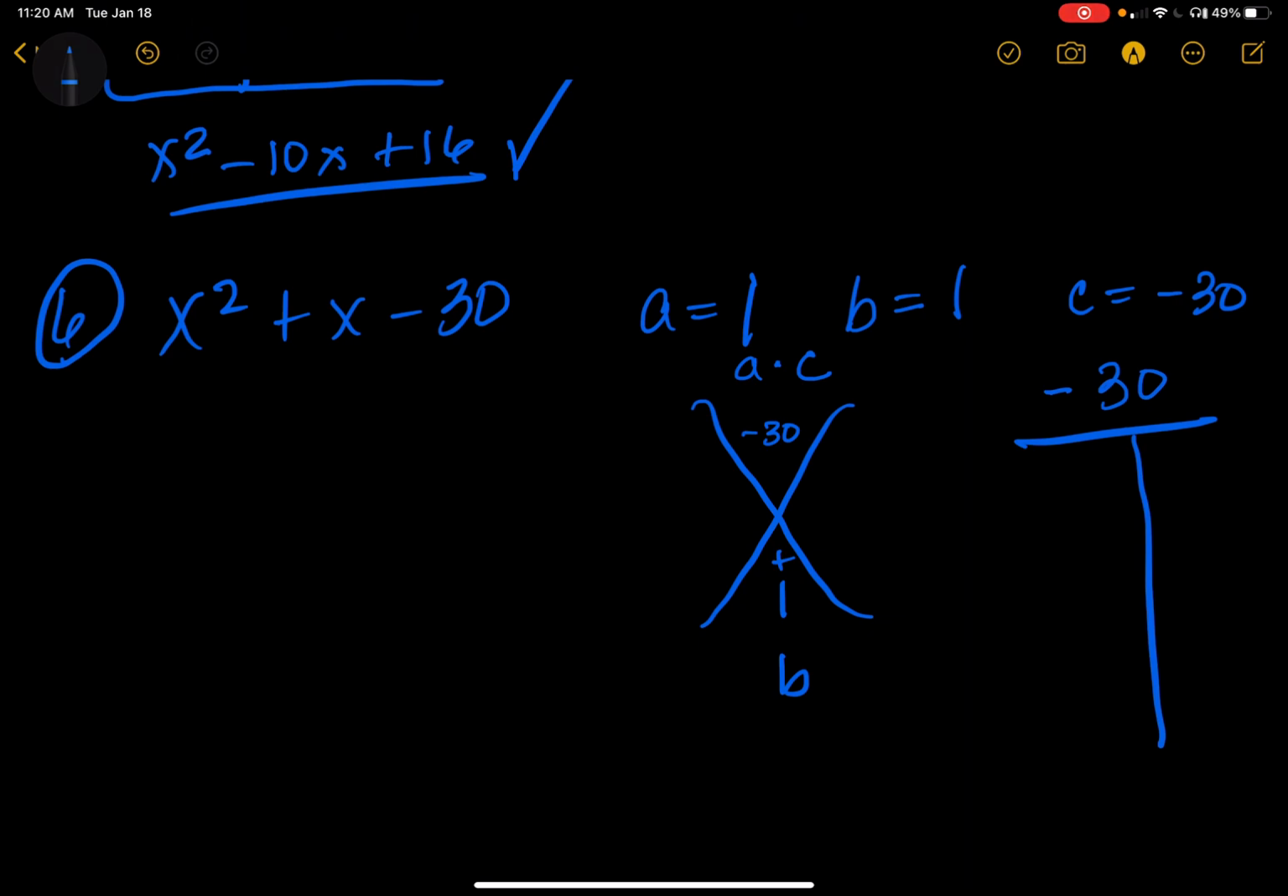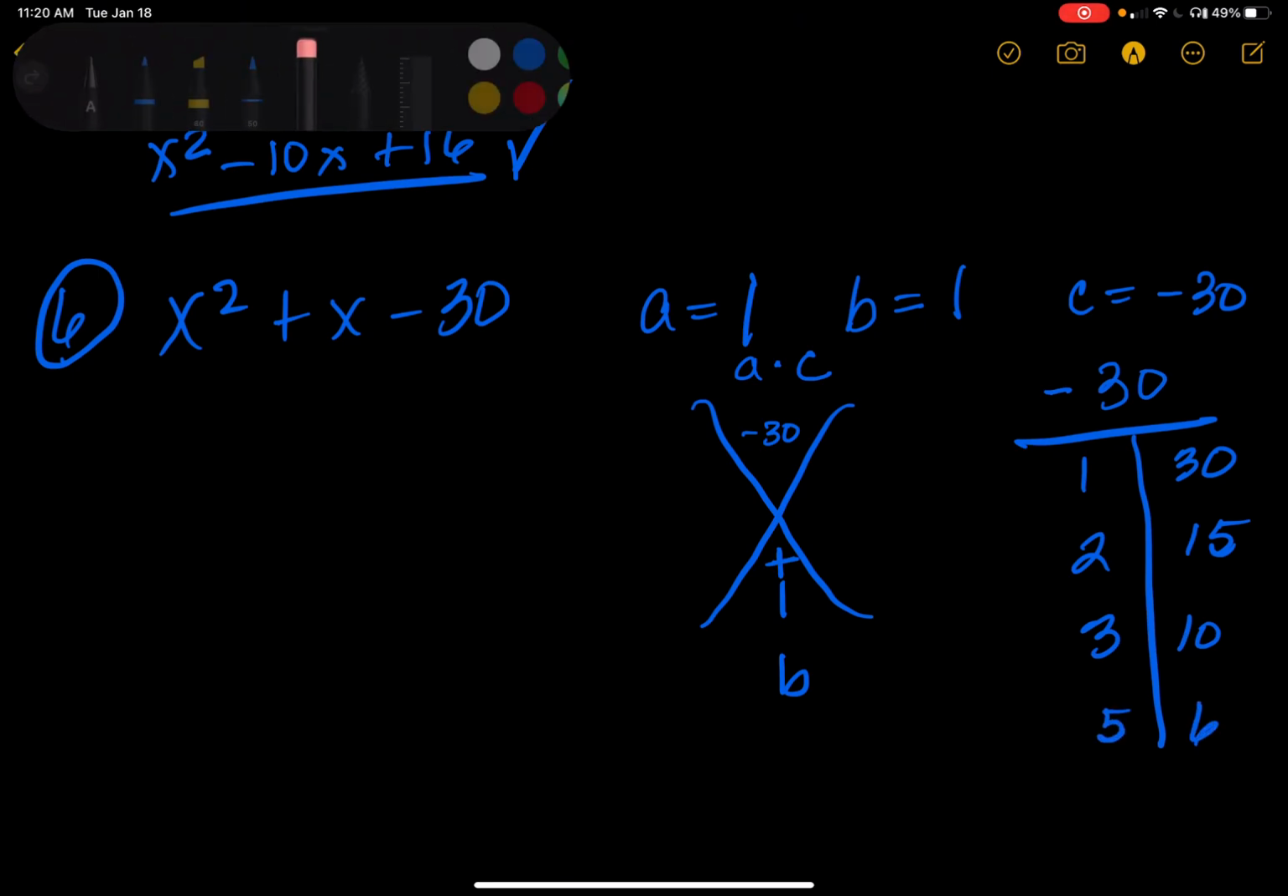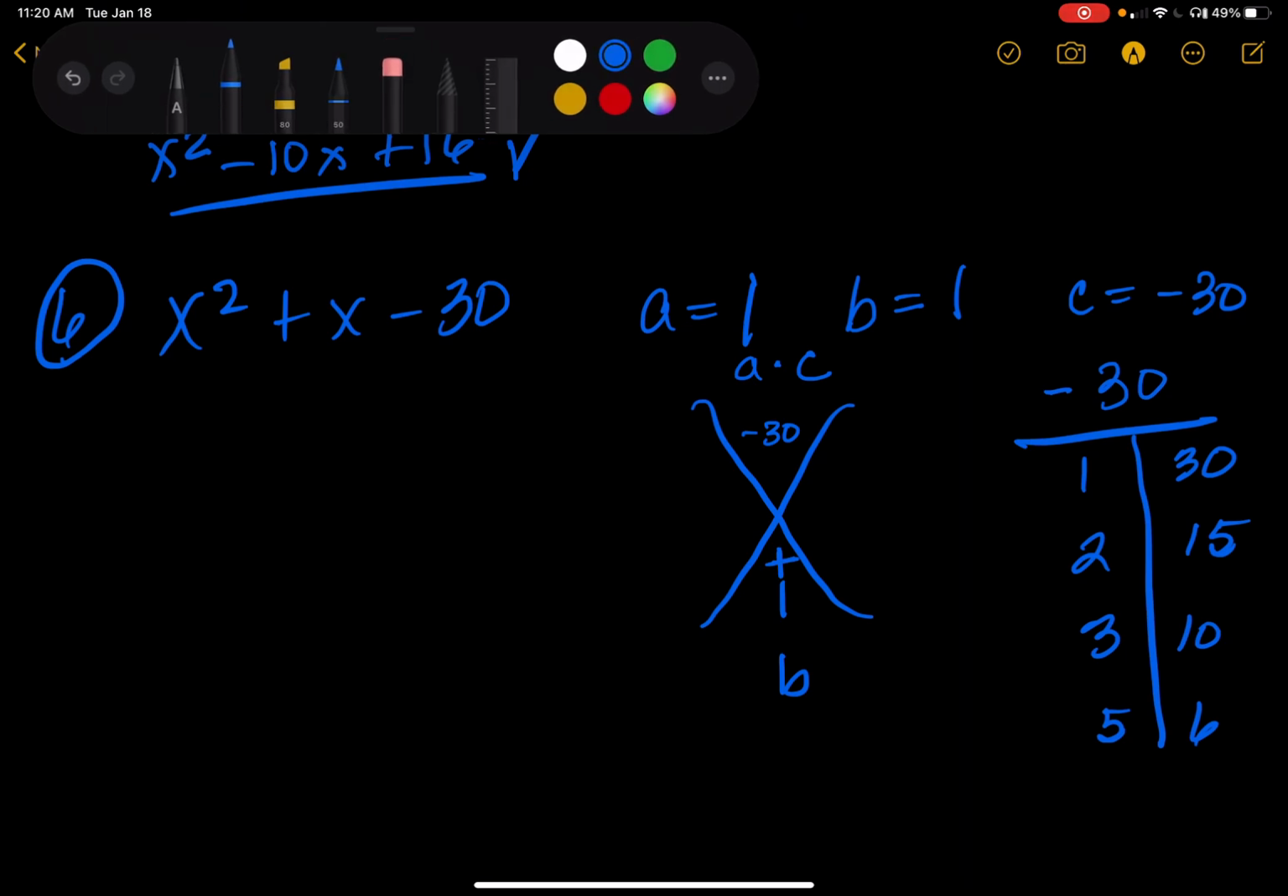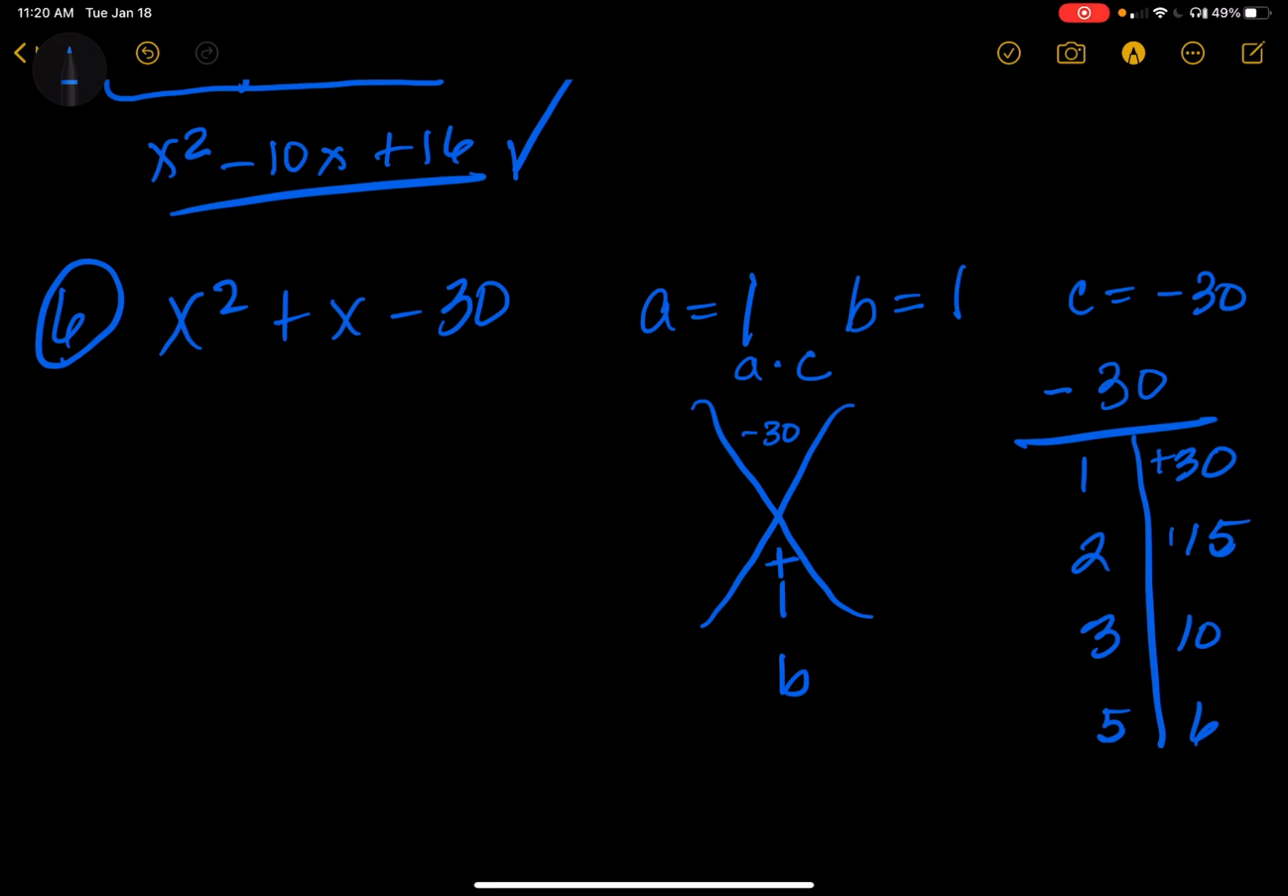We know that when we multiply them together, we need a negative, and so that means one's going to be positive, one's going to be negative. And we know that when we add them together, we want it to be a positive, so let's keep that in mind as we go through our factors. We have 1 and 30, 2 and 15, 3 and 10, 5 and 6. Since when we add them together, we want them to be a positive, the larger number is going to have to be positive, and the smaller number will be negative.